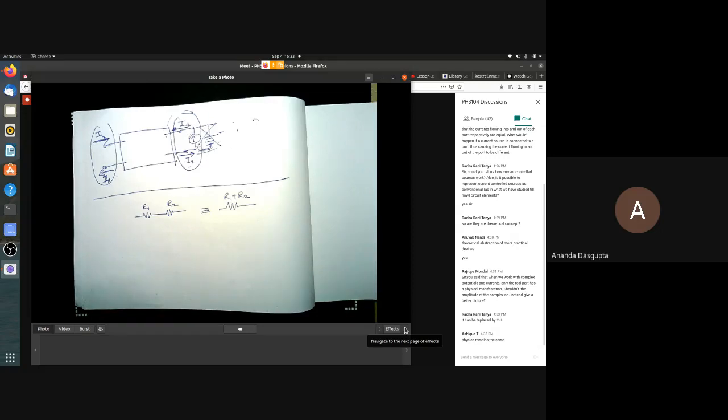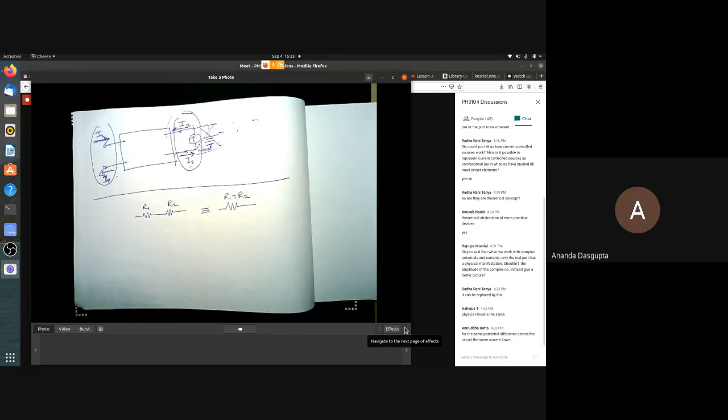It can be replaced by this. Physics remains the same. Both of them are correct partially. For the same potential difference across the circuit, the same current flows. Again, correct, but only partially. Sir, for the same given inputs, they will have the same outputs. That's essentially the same thing, right? Or everybody is saying the same thing.